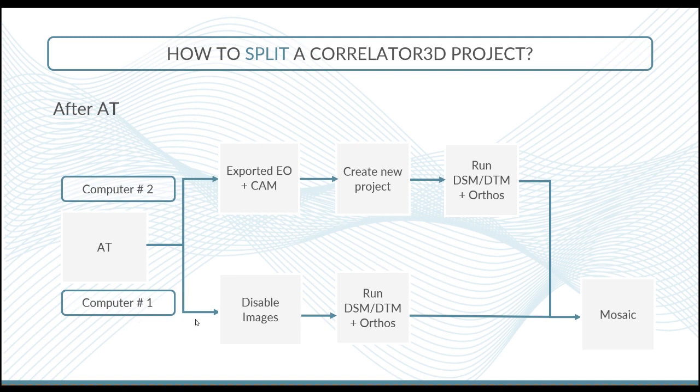So on this first computer, what you can do is disable the images that you have sent to the second computer. And so you will run DSM and DTM only on the part that you have kept on this computer. Then at the end, you're going to merge back all the orthos into a folder, and you will probably want to run the Mosaic into a single file, a single Mosaic with all the orthos that have been generated from different computers.